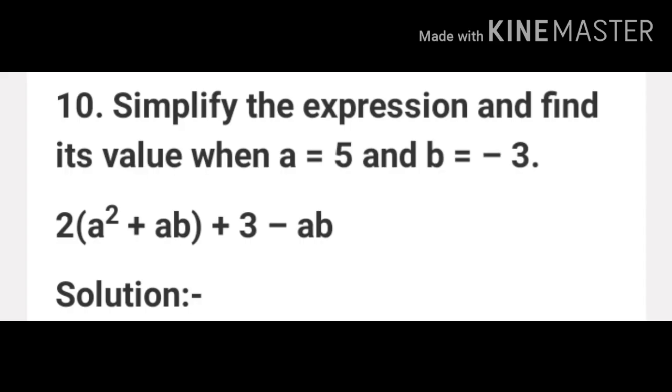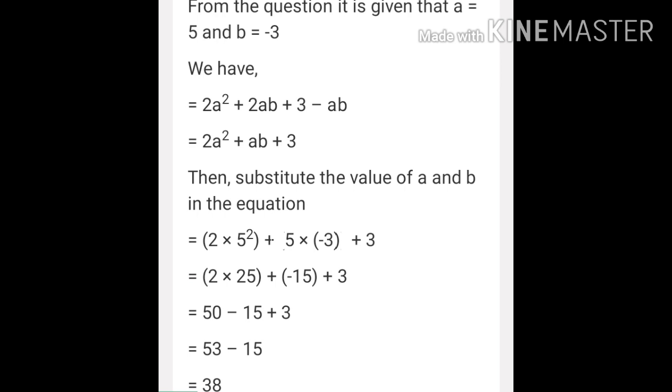Now last question, 10th. Simplify the expression and find its value when a is equal to 5, b is equal to minus 3. And the expression is 2 multiplied by the bracket of a square plus ab plus 3 minus ab. So the solution, a value is given as 5, b is equal to minus 3. We have 2a square plus 2ab plus 3 minus ab. We will solve and write 2a square plus ab plus 3. Substitute the value of a and b now. 2 into 5 whole square plus 5 into minus 3 plus 3.